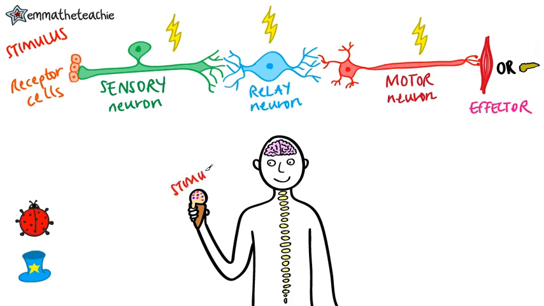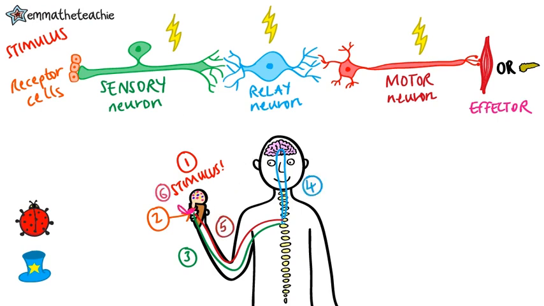Let's look at an example. So here our stimulus is some cold ice cream dripping onto a finger. The skin cells in the finger are going to detect that, and they're going to trigger an electrical impulse to be passed on the sensory neuron. This then passes on to the relay neuron, which is in the central nervous system, the spine and the brain. The impulse passes through the motor neuron and then to the effector. In this example, the muscle in the finger would move away from the dripping ice cream.